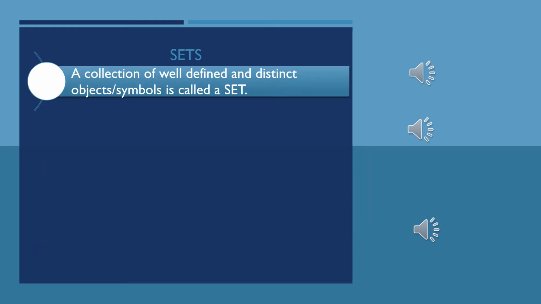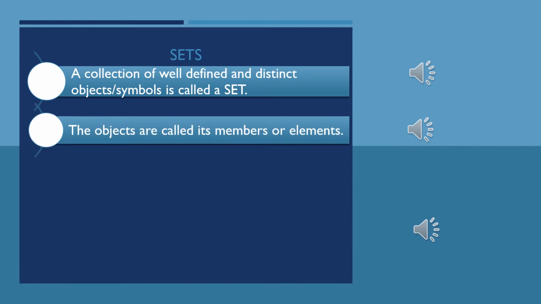Okay, we start with the definition of set. We have learned this definition in our previous classes. A collection of well-defined and distinct objects or symbols is called a set. The objects or symbols are called its members or elements.